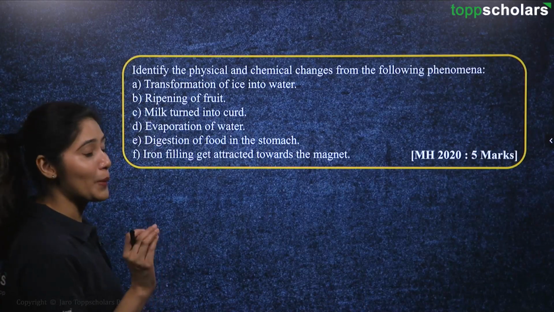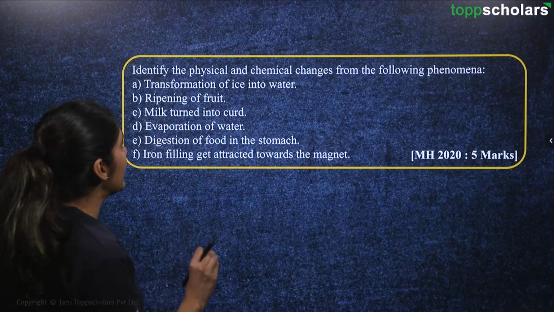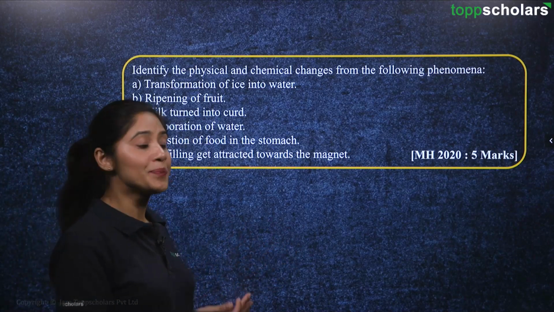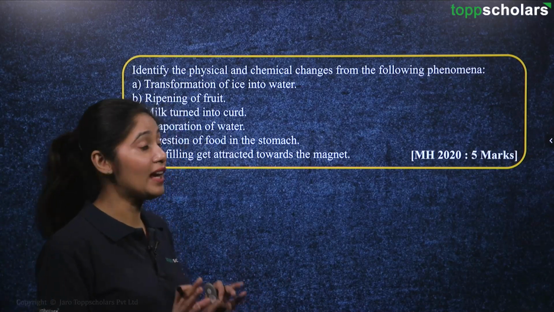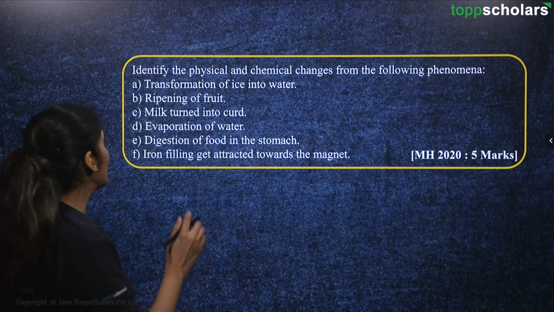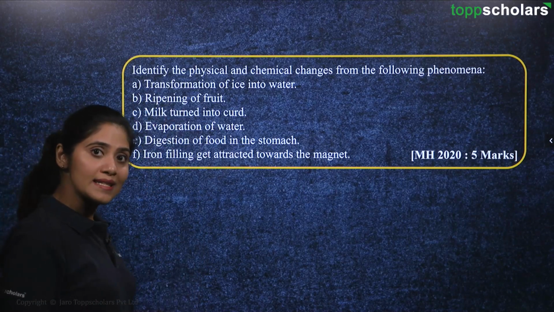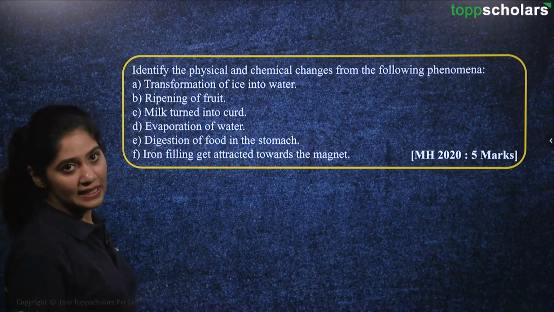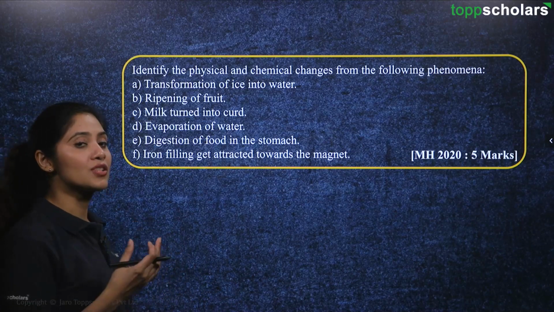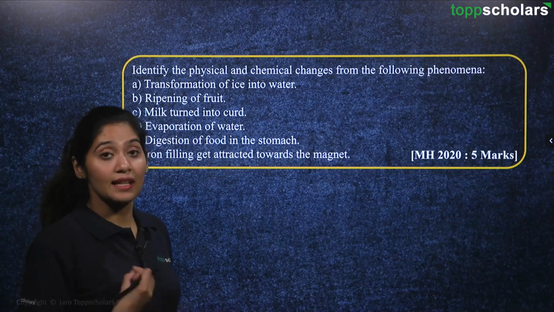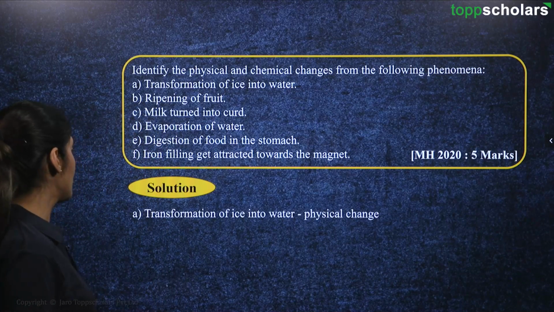What was asked in 2020, again carrying 5 marks. Identify the physical and chemical changes from the following phenomena. I think we have already discussed that. Now, let's look at the solution and see if we are correct. Okay, it's a 5 marks question. All you have to do is identify among these which one is a chemical or physical change. Okay, so we will try to answer that based on what we know is physical changes are reversible, chemical changes are irreversible changes. So, let's see the solution.